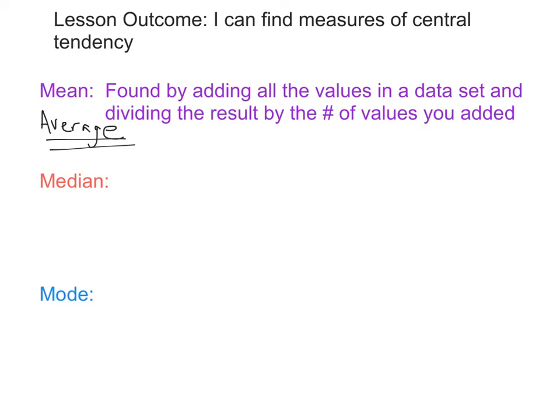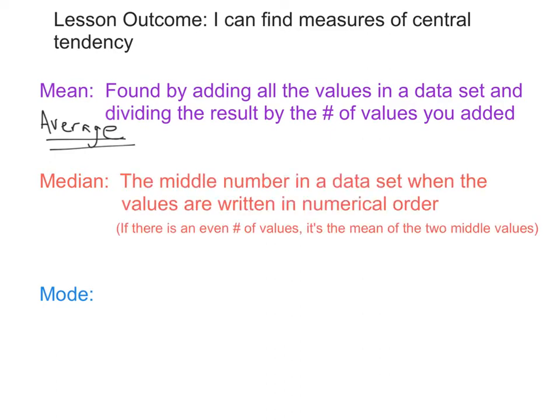The second one is the median, and a median is the middle number in a data set when the values are written in numerical order. Remember, they have to be written from smallest to largest, and then you find the middle value. Also remember in this one, if there is an even number of values so that there is no very middle, we need to take the average of the two middle values in the data set. The mean or the average again there.